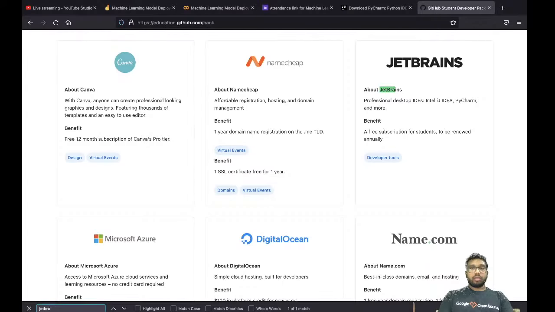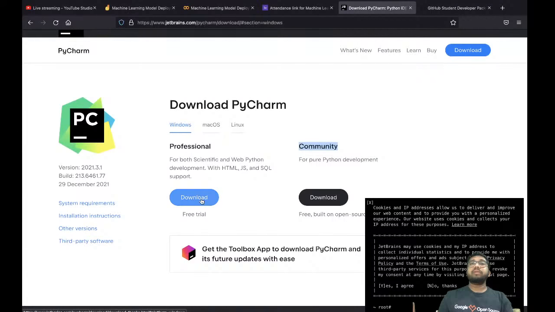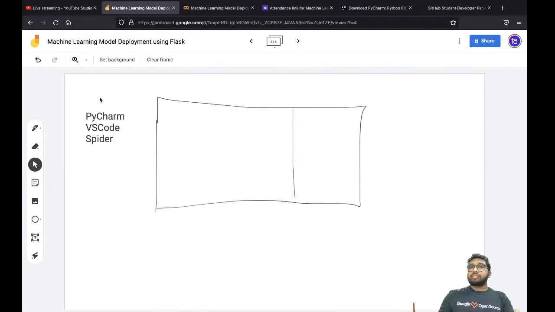This is JetBrains, right? This is a company called JetBrains. You will be getting a professional desktop IDE. You can go with IntelliJ, and this is PyCharm over here, and it will be free. If you're a student, you can sign up for the Student Developer Pack, and you will get access to PyCharm free of cost. Now since our Python is installed, our software is installed, we are good to go.